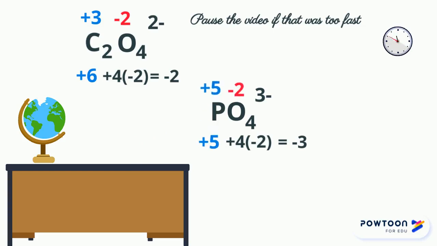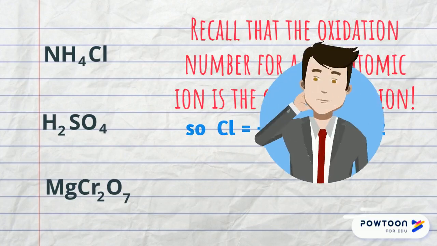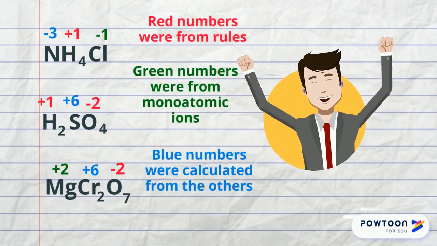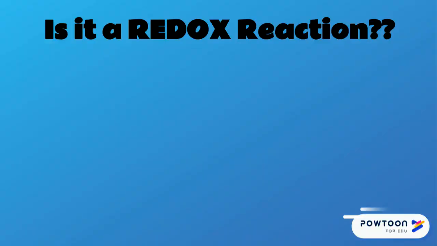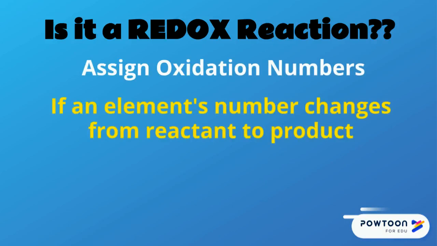Pause the video and assign oxidation numbers for each atom in the following compounds. Here are the correct numbers. How did you do? Wonderful. To determine if a reaction is a redox reaction, assign oxidation numbers to each atom to see if the oxidation numbers change from reactants to products.